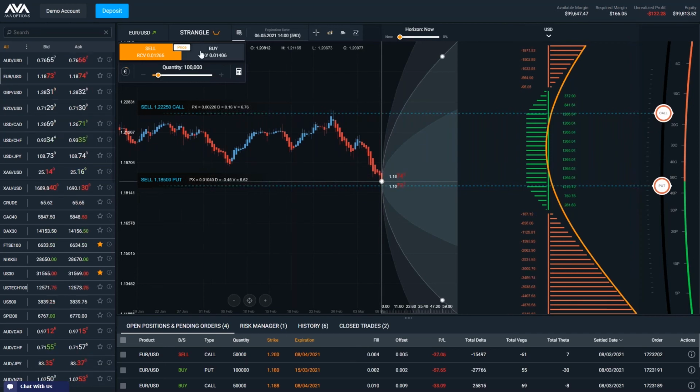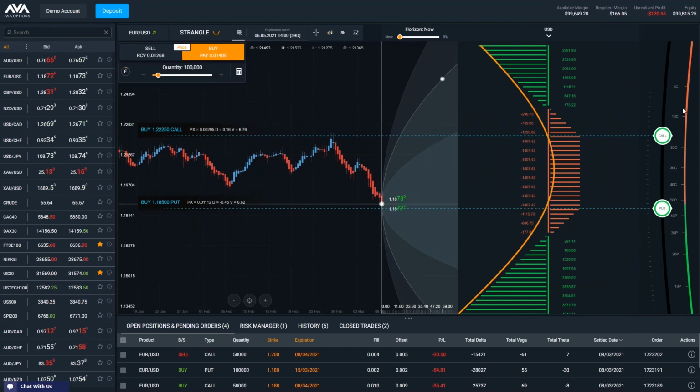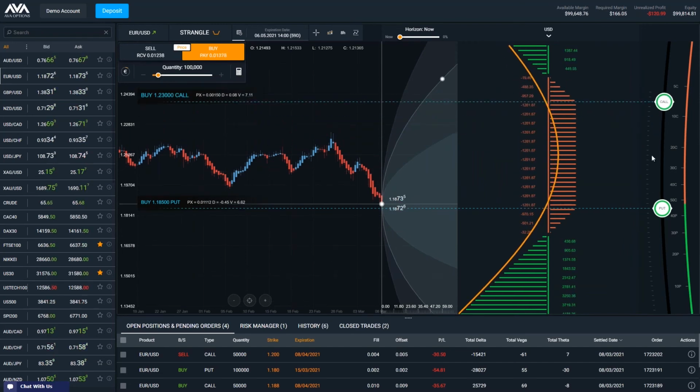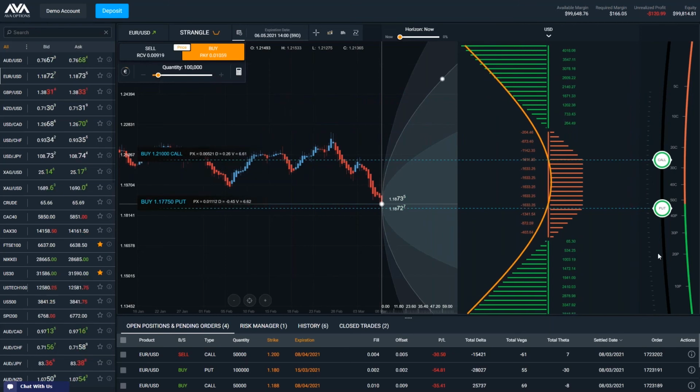So that's options trading strategies. You can build them piece by piece. You can play with it here in the trading platform and see what your risk profile is going to look like as you buy and sell, as the market moves, as time goes by. You can see how everything works together.